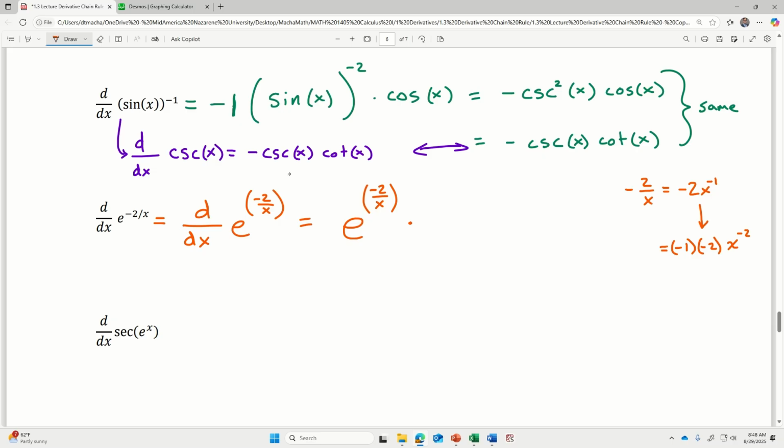Like Carter said, negative 1 times negative 2 is 2, and x to the negative 2 power is dividing by x squared, so it's 2 over x squared. And so taking the derivative of this inside function is going to be multiplying times 2 over x squared. So again, we took the derivative of the outside function, left the inside function alone, times the derivative of the inside function. That's the main idea for today.